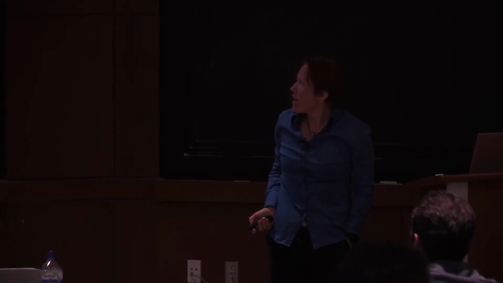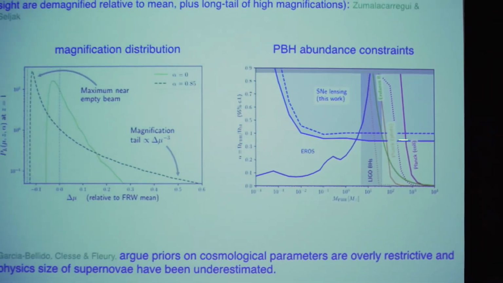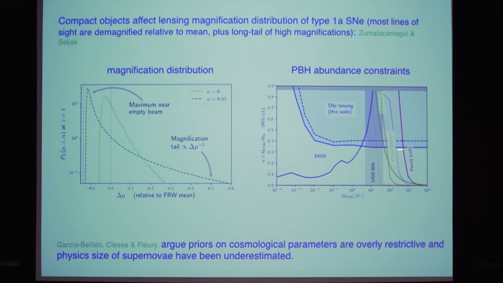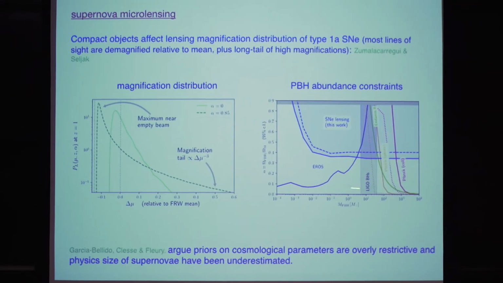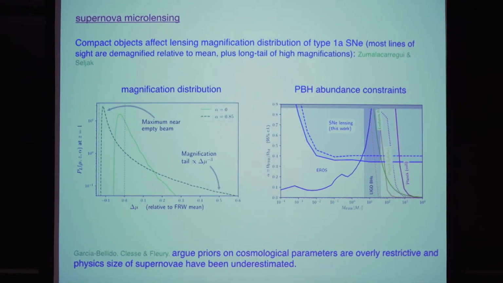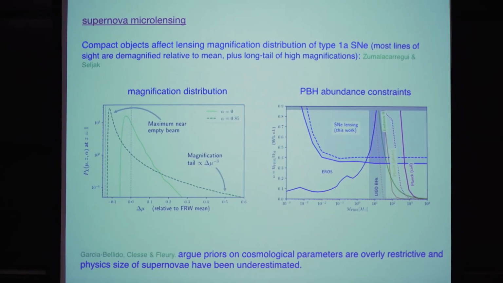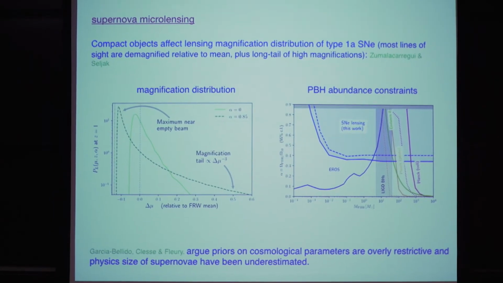Taken at face value, this is restricting primordial black holes or any other compact object to be a subdominant component of the dark matter in this region. So, taken at face value, this looks pretty tight.